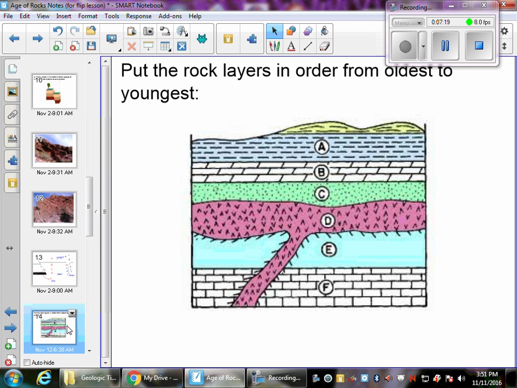All right, I hope that you were able to put these in order. As we know from before, our oldest should be on the bottom, and on the bottom is F. And then we would work our way upwards. We would get E, D, C, B, and A. F being the oldest, A being the youngest.